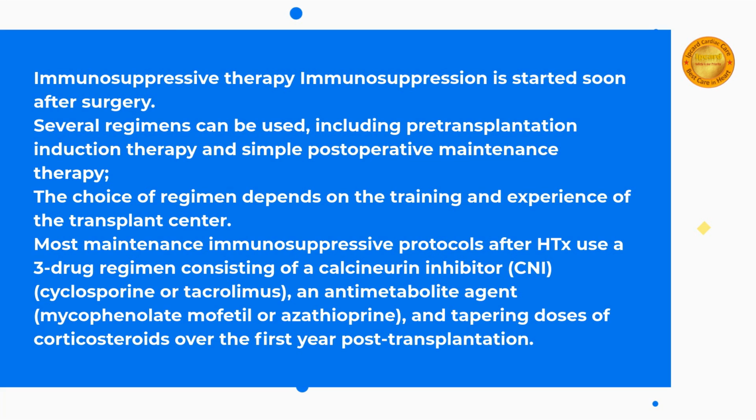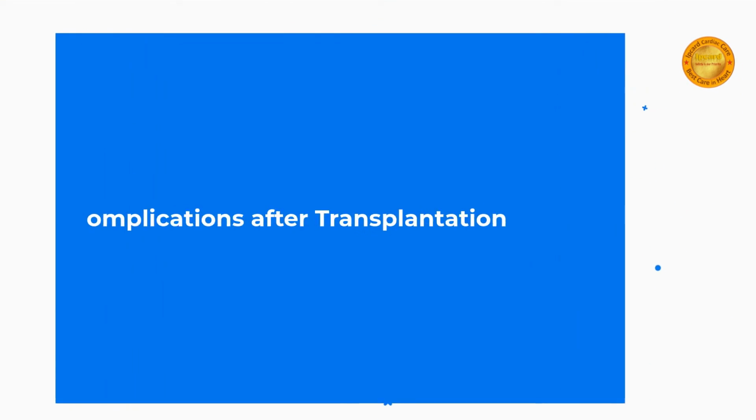Most maintenance immunosuppressive protocols after HTX use a 3-drug regimen consisting of a calcineurin inhibitor, CNI, cyclosporin or tacrolimus, an antimetabolite agent, mycophenolate mofetil or azathioprine, and tapering doses of corticosteroids over the first year post-transplantation.